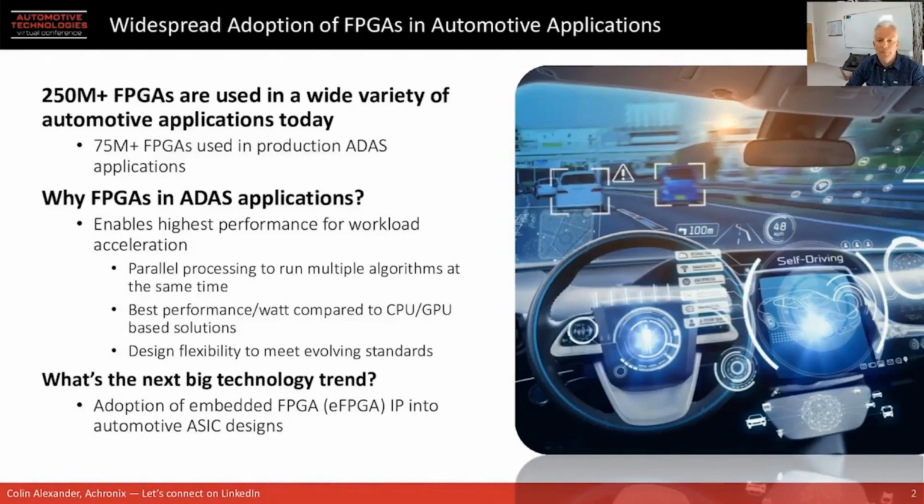So FPGAs have been widely used in automotive applications for well over a decade. There are over 250 million FPGAs in cars today, and in excess of 75 million of these in production in ADAS applications. Why FPGAs? Well, they provide a significant value in workload acceleration, where performance and latency are critical. The programmable nature of FPGAs allows them to address complex algorithms that require high-speed parallel processing capabilities.